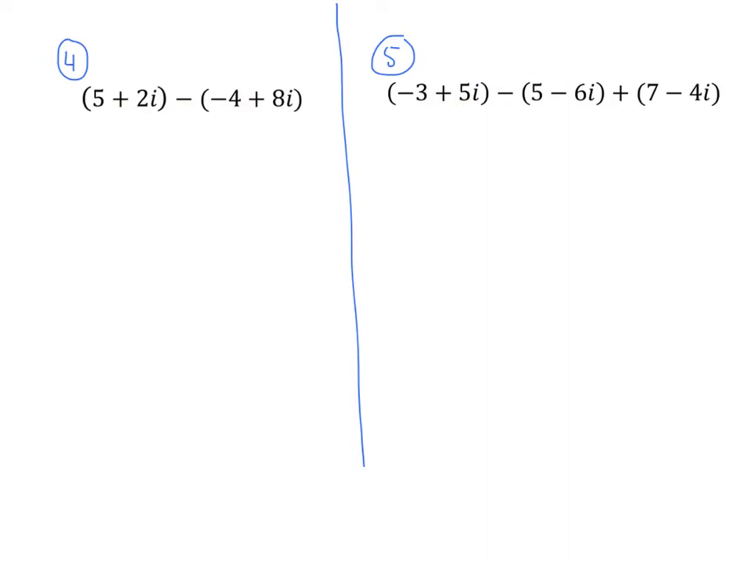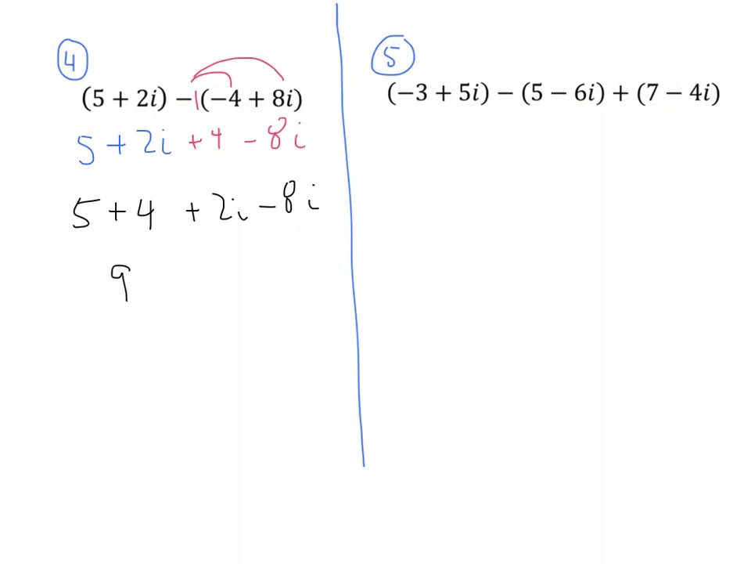So on 4, I've got 5 plus 2i, and then we can think of this part as negative 1 times negative 4 plus 8i, right? So this would become negative 1 times negative 4 is plus 4, and then negative 1 times 8i is minus 8i. And then we can combine the real part, 5 plus 4. We can combine the imaginary part, plus 2i minus 8i. So this would become 9 minus 6i. All right, number 5.